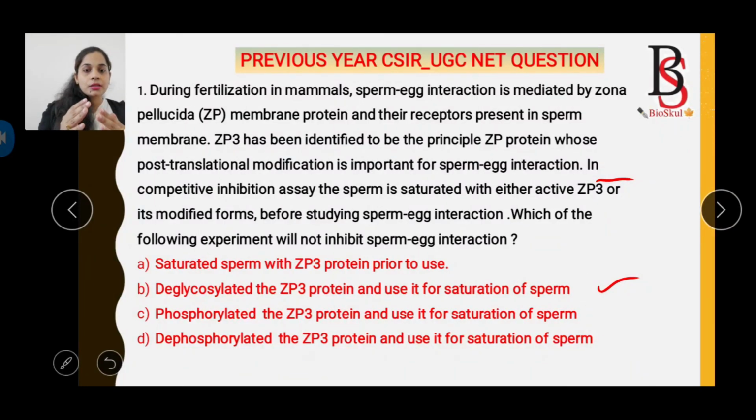We know that for the binding of sperm to the zona pellucida, the zona pellucida should have N-acetyl glucosamine on ZP3. If that N-acetyl glucosamine is removed, or it is deglycosylated, then it cannot bind with the sperm. So here, if the ZP3 protein is deglycosylated, then it cannot competitively inhibit the sperm-egg interaction.